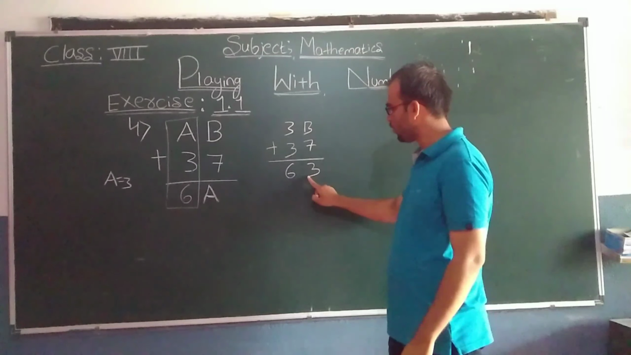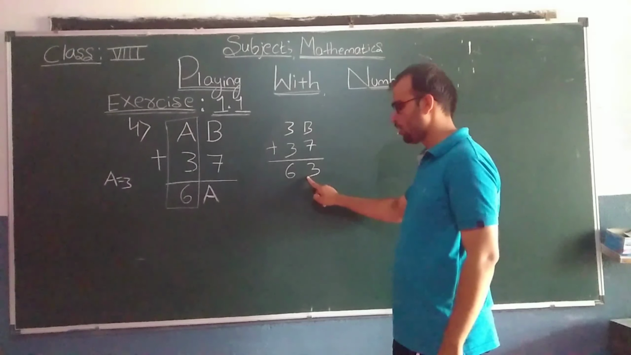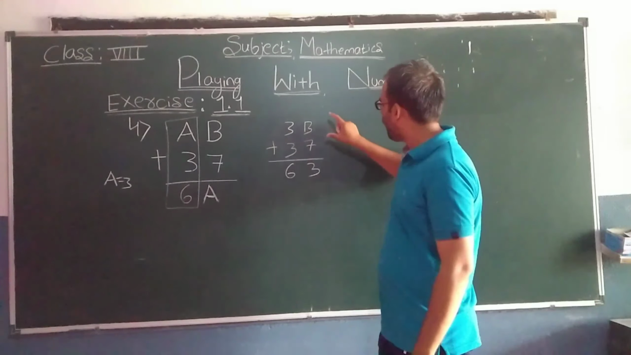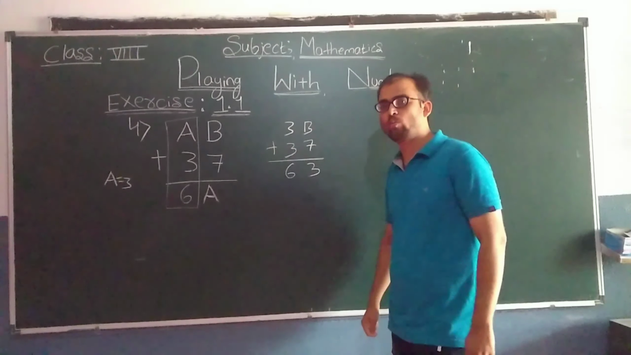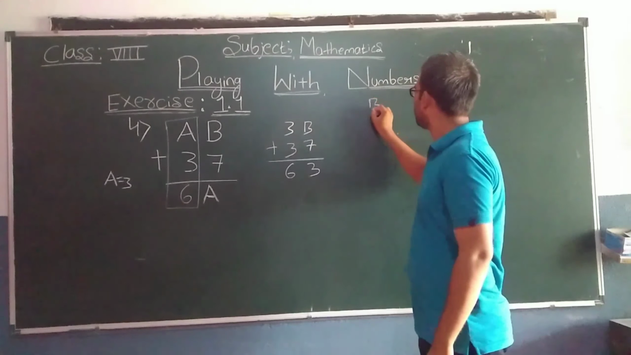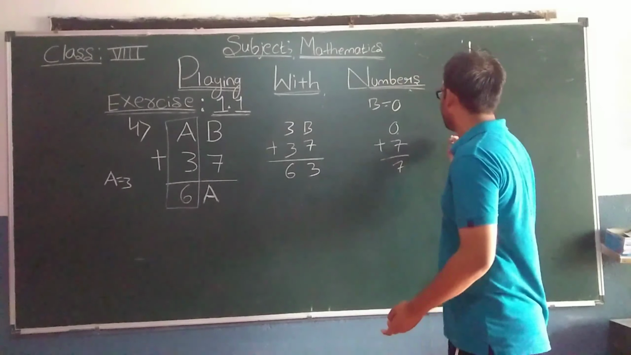Now come to this side. What is the digit at one's place? 3 is there. Now let us try. What has to be added to 7 in place of B so that we can get 3 at one's place? If we assume B as 0, then 0 plus 7 will be what? 7 only.